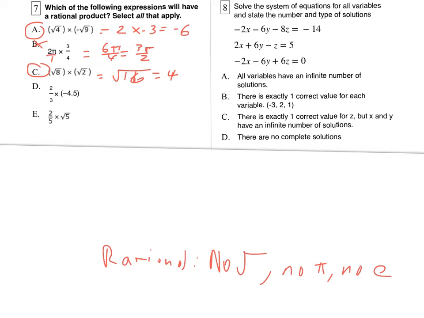For part D, let's see, we could actually multiply these out. I mean, there's not going to be any radicals nor pi's here when I multiply these out. If I really want to, I could do that. I would probably change this into, what is that, negative 9 over 2. And so that comes out to negative 3. So that is certainly rational. And then this one would be 2 rad 5 over 5. And so that would be irrational.